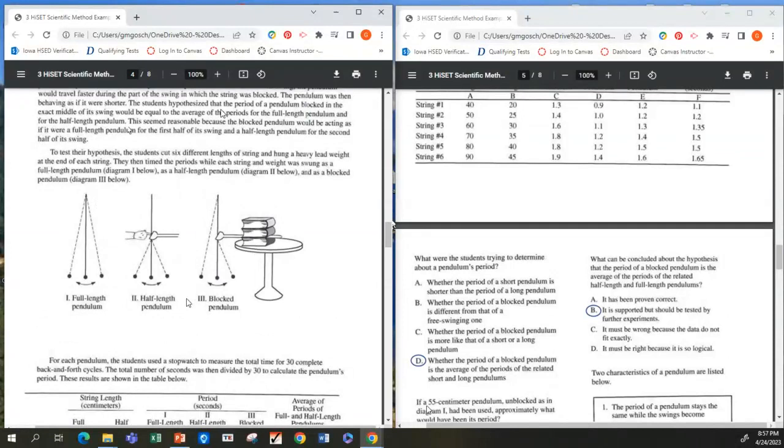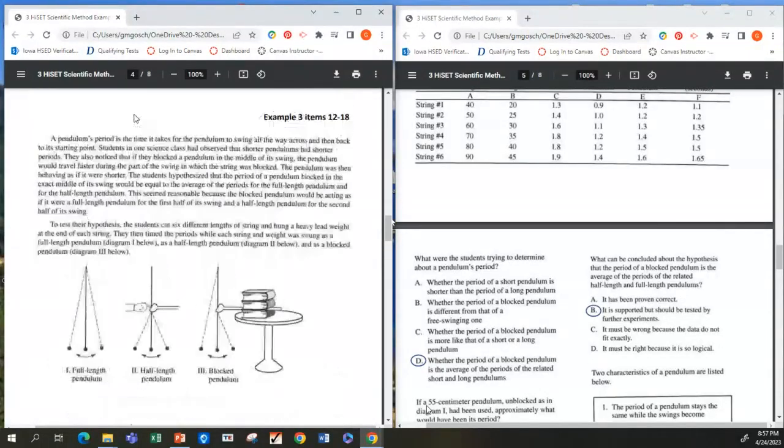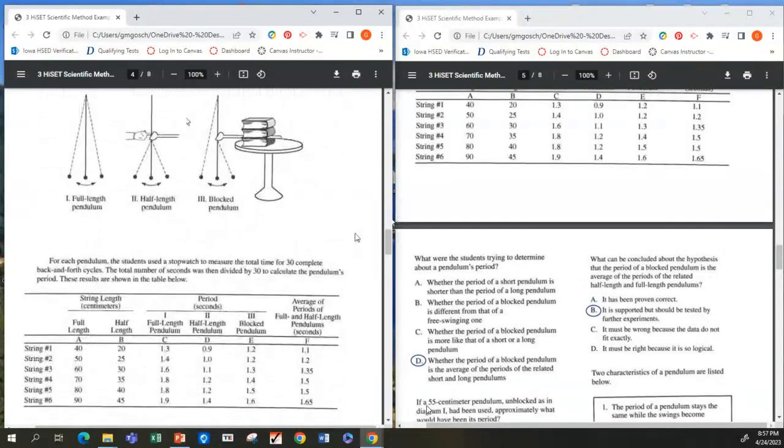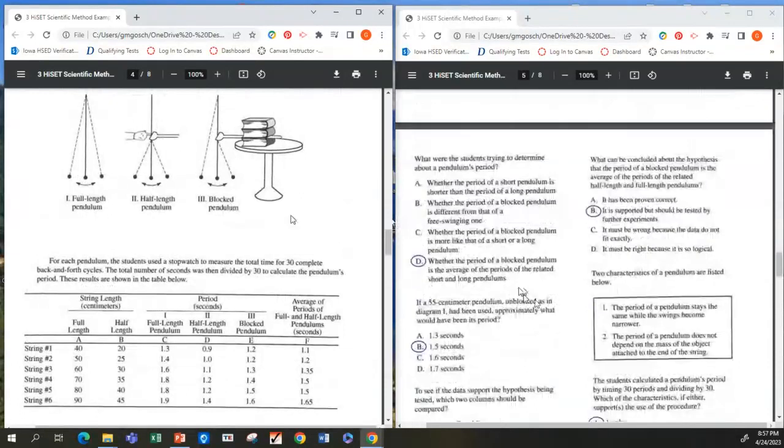The students hypothesized that the period of a pendulum blocked in the exact middle of its swing would be equal to the average of the periods for the full-length pendulum and for the half-length pendulums, like the middle sentence or third sentence of that first paragraph. Okay, so that would be D there.